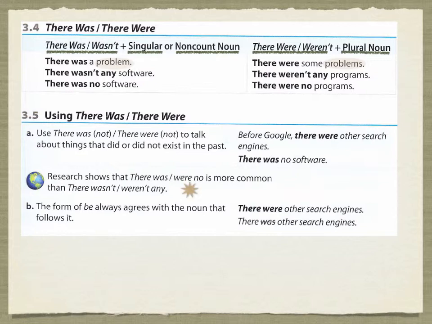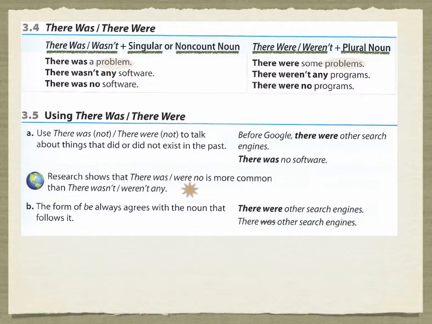The chart at the bottom, 3.5, is using there was and there were. So A says we use these two, there was not or there were not, to talk about things that did or did not exist in the past, okay?